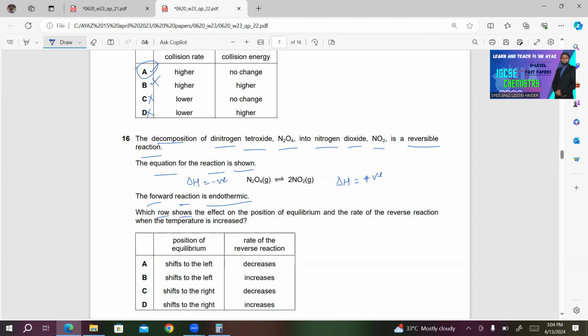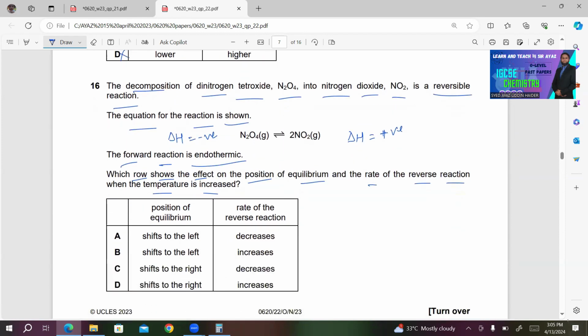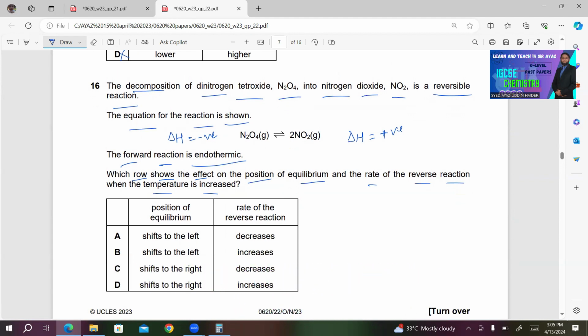Which row shows the effect on the position of equilibrium and the rate of the reverse reaction when the temperature increases? Now we know that whenever the temperature is increased, the rate of the reaction in both directions will increase. So either B is correct or D is correct. Both A and C are incorrect.